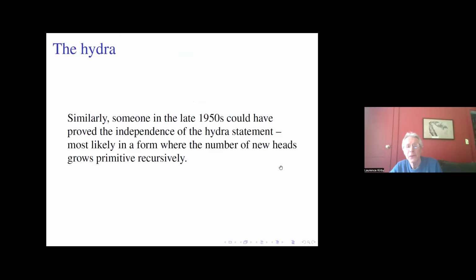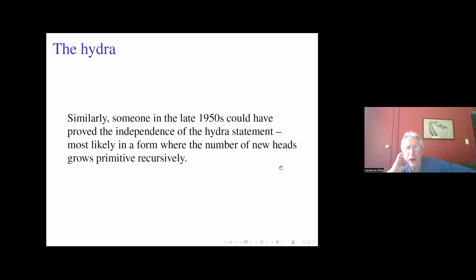And we can say the same thing about the hydra. The hydra doesn't even need Goodstein's trick, so it would have been easier to find in a way. Someone in the late 50s, say, could have proved the independence of the hydra statement, but again, most likely in a form where you would need the number of new heads, which correspond to the coefficients, to grow primitively recursively, not just one more each time.